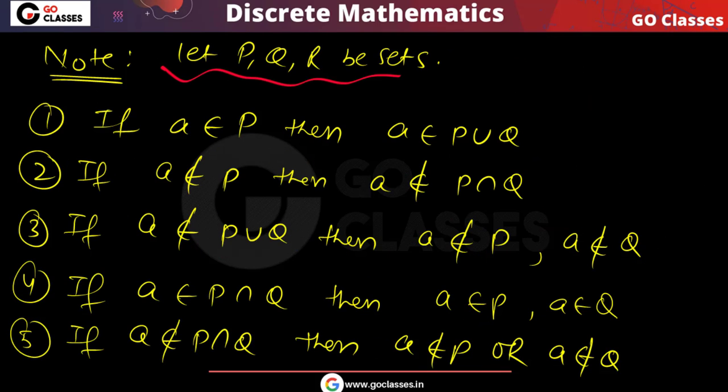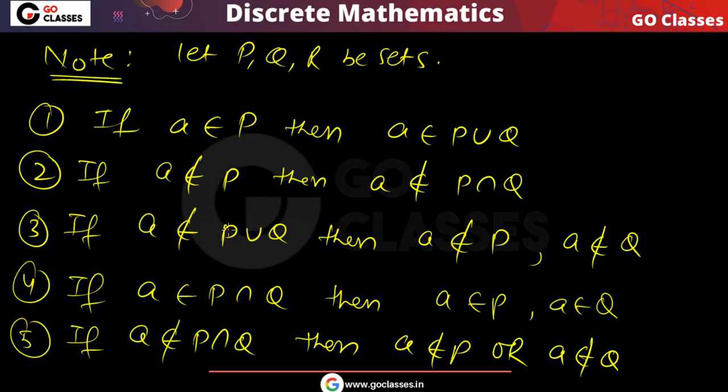So this you can see quickly. Let P, Q, R be sets. If A belongs to P, then I can definitely say that A belongs to P union Q, because if A is in P, that is enough for A to be in P union Q. So this statement is correct. Next, if A does not belong to P, then A definitely does not belong to P intersection Q, because if A is not in P, definitely A is not common in P, Q.